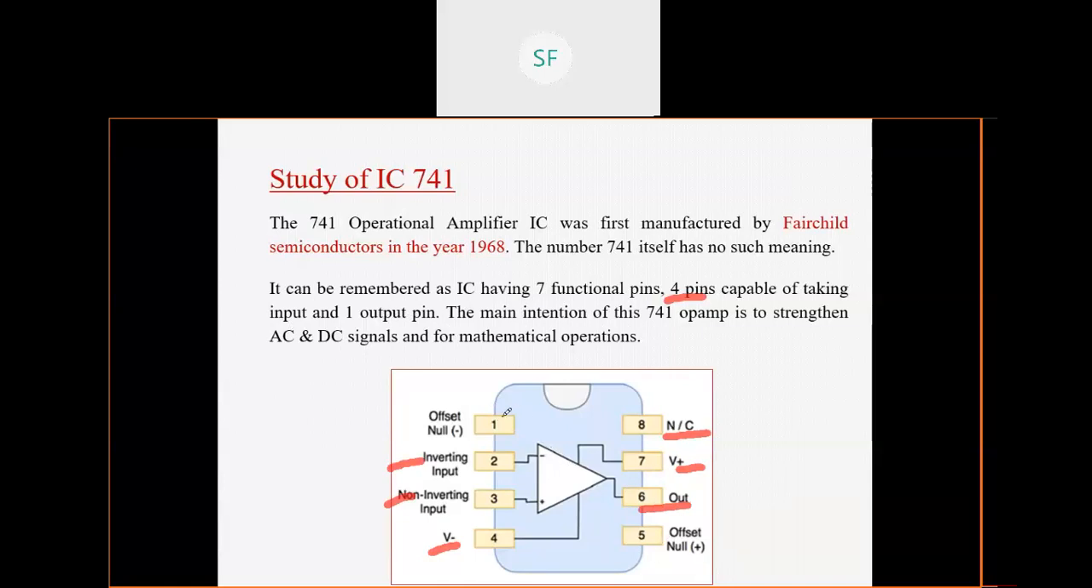So we have seen the concept of offset voltage. Offset voltage means when both of your inputs are zero, still you are getting some finite amount of voltage at the output. So in order to null that voltage, in order to make that output voltage equal to zero, these two pins are required. So you have to adjust these two pins correctly and make your output voltage equal to zero.